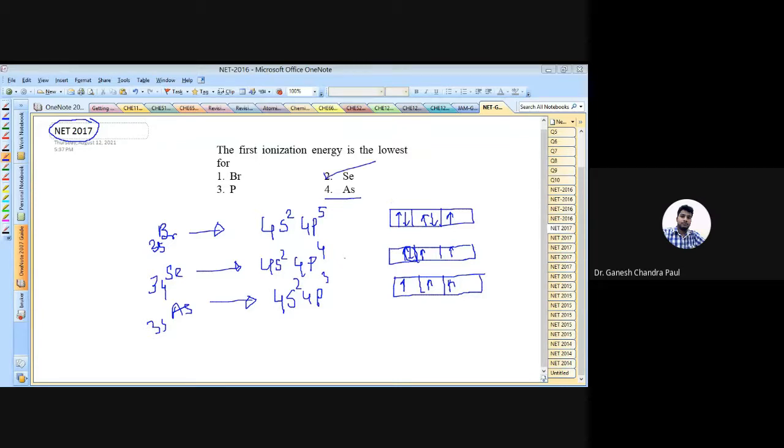Very good. But the highest amount of first ionization energy, if you just look here, you look at the electronic configuration of the valence shell of each of these particular atoms, and you can easily say that phosphorus is having the highest ionization energy. Okay.